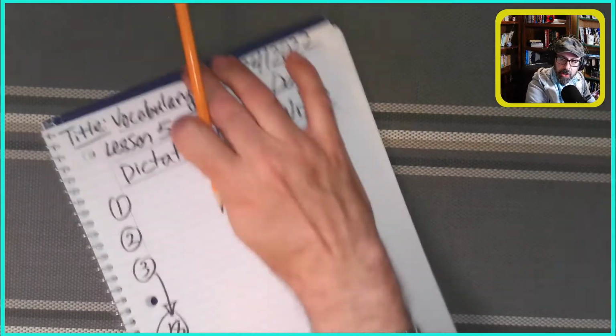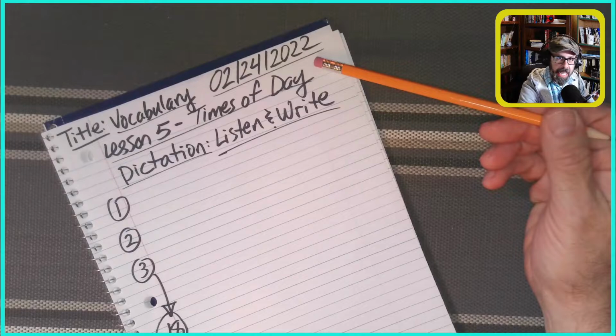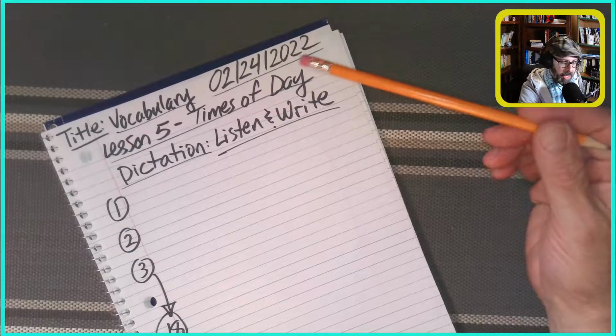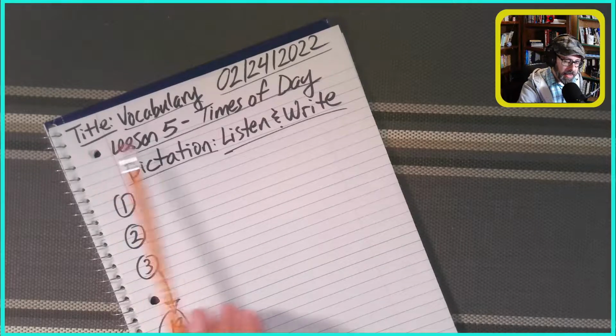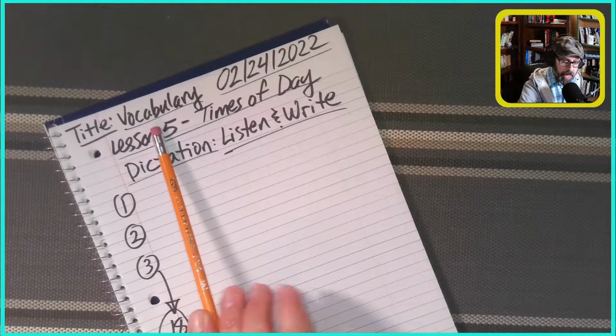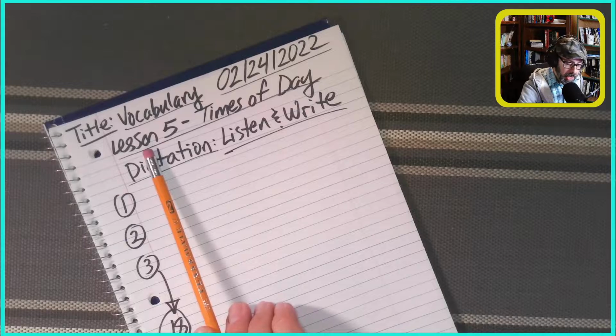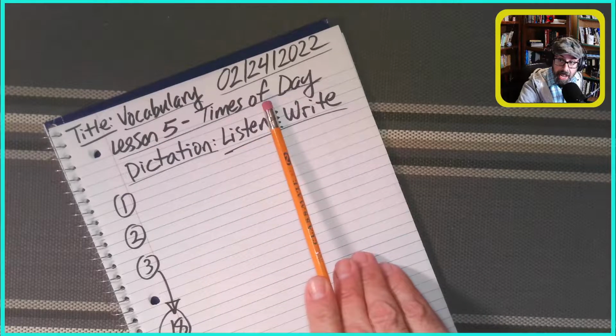So if you're going to do this correctly, then yes, you should write the date or have the date written down. You should have a title when you write something from a lesson. So this lesson is for vocabulary. It's vocabulary lesson number 5. We're talking about times of day.